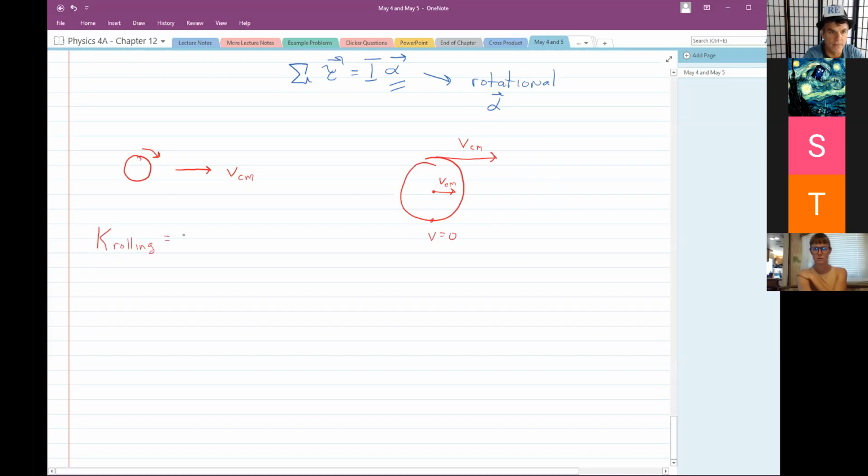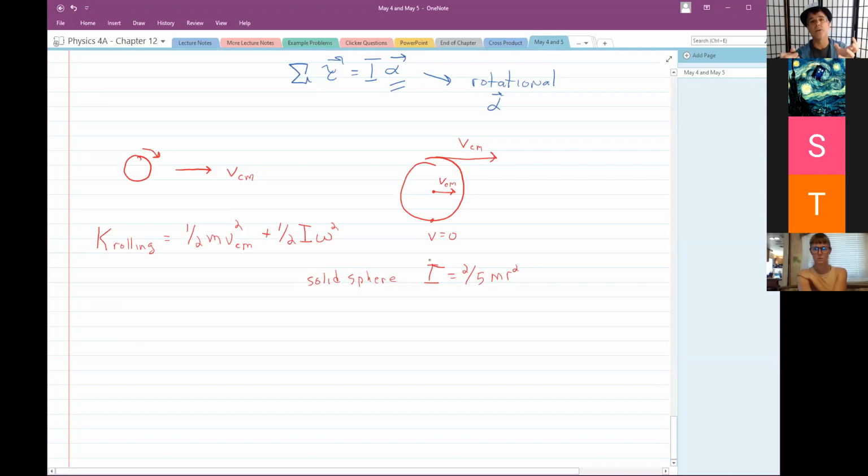You've got a 1/2 mv squared term, and that's just because the center of mass is moving through space. So if instead of rolling, this ball was just sliding at some speed, it would only have this translational kinetic energy, 1/2 mv squared. But if it's also rolling, then you have this 1/2 I omega squared term. So let's consider this a solid sphere. For a solid sphere, I is equal to 2/5 mr squared.